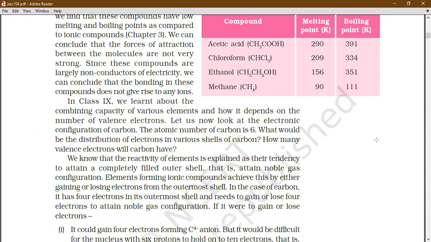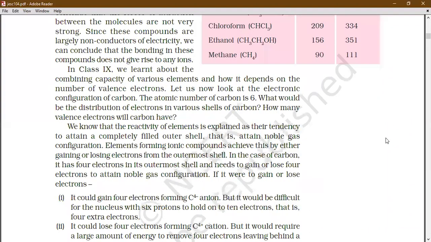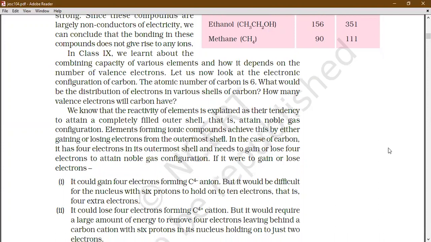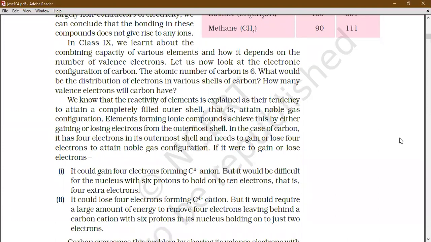Let us now look at the electronic configuration of carbon. The atomic number of carbon is 6. So what would be the distribution of electrons in various shells of carbon? How many valence electrons will carbon have? We know that the reactivity of elements is explained as their tendency to attain a completely filled outer shell, that is, attain noble gas configuration.